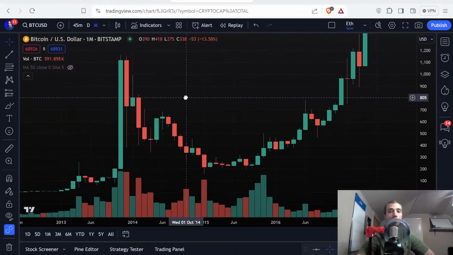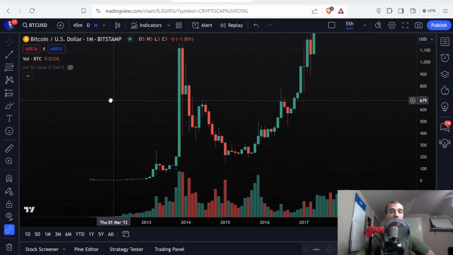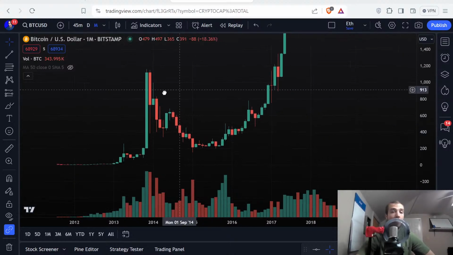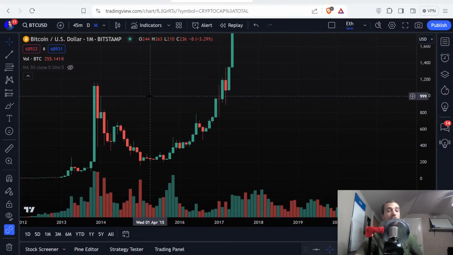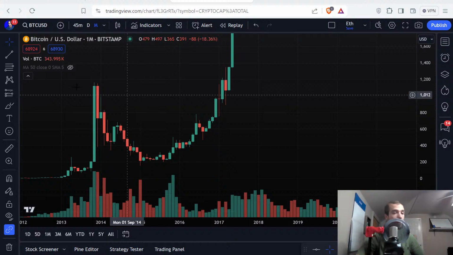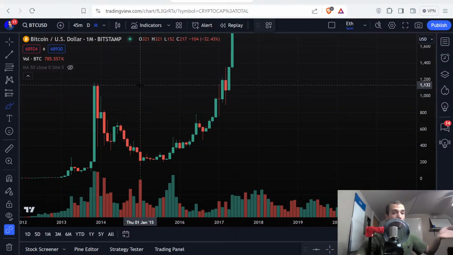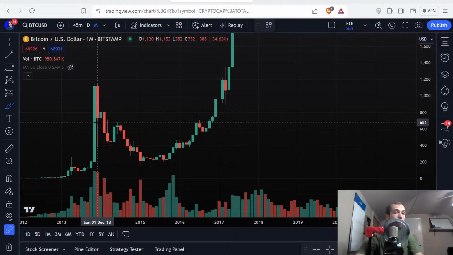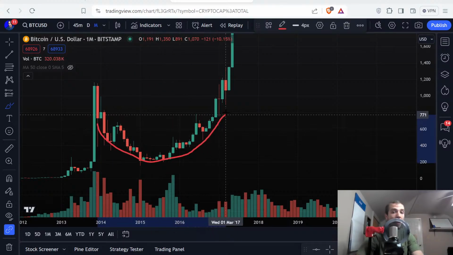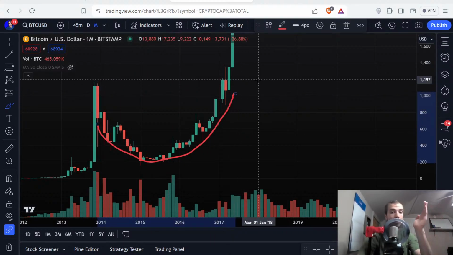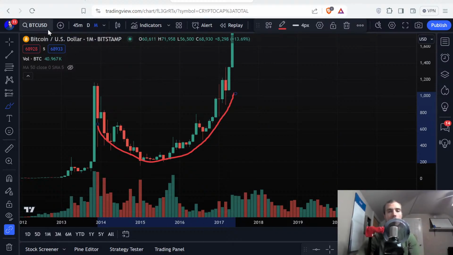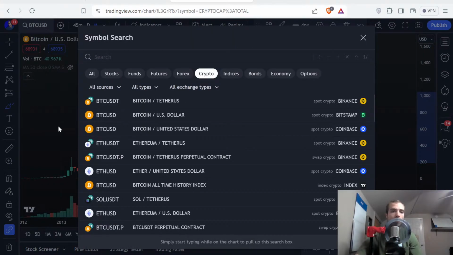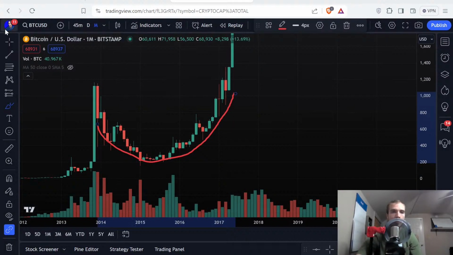Another great example of a rounded bottom on the monthly time frame was what happened on Bitcoin before the 2017 bull run. The biggest bull market that I've ever seen in my life was 2017, and it came as a result of a rounded bottom on the monthly candlesticks. Bitcoin is doing the exact same thing right now as we speak. So Bitcoin looks really, really good, you guys.